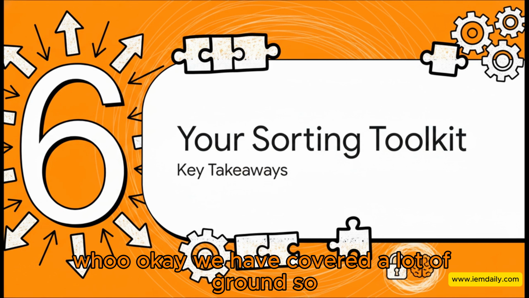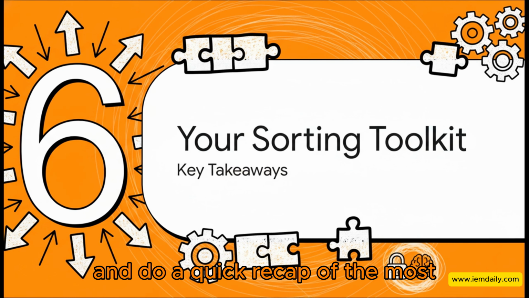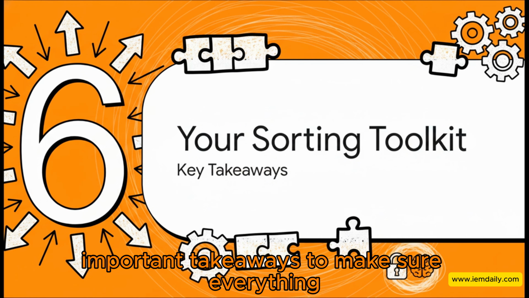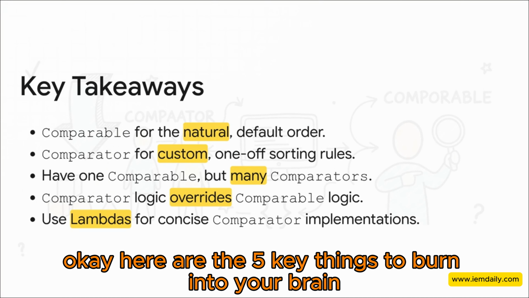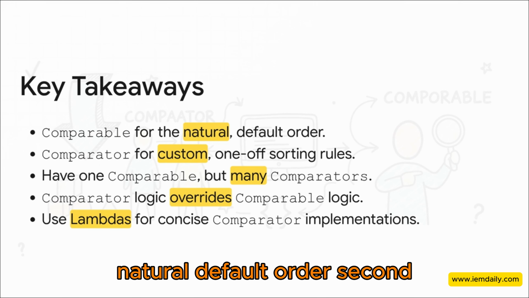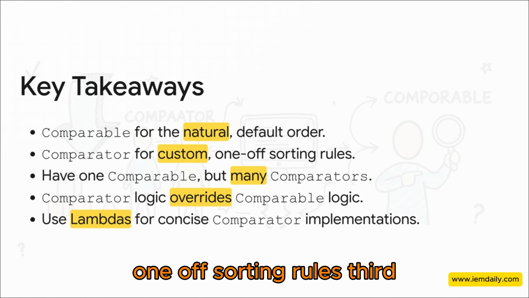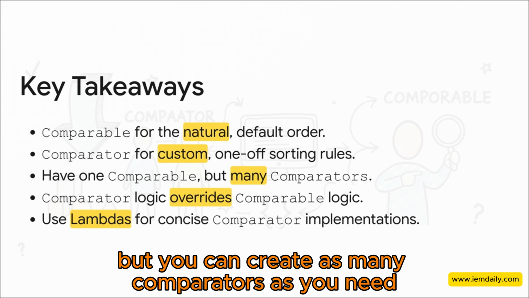Okay, we have covered a lot of ground. So let's take a deep breath and do a quick recap of the most important takeaways to make sure everything really sticks. Okay, here are the five key things to burn into your brain. First, Comparable is for the one and only natural default order. Second, Comparator is your specialist for all the custom one-off sorting rules. Third, remember you can only have one Comparable, but you can create as many Comparators as you need.